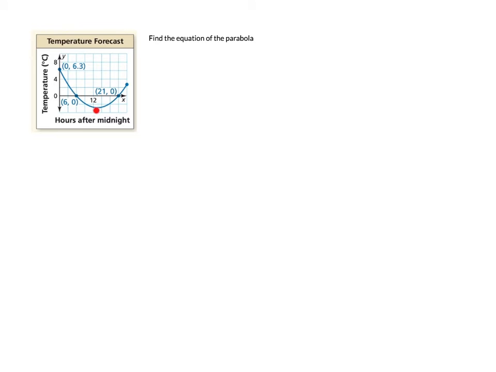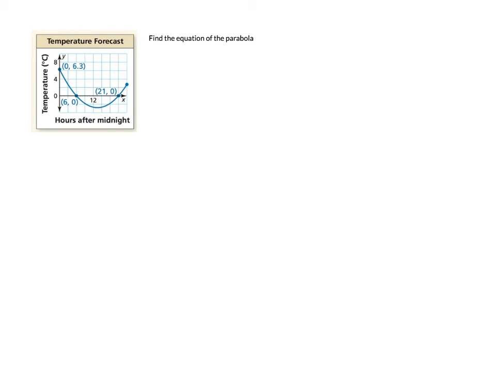But this one's a little bit different. They give us 3 points, just like the previous problem did. This one actually gives us 4. But we don't know the vertex. But what we do have is the X-intercepts. And that means we're going to use the X-intercept form or the factored form of the quadratic equation.